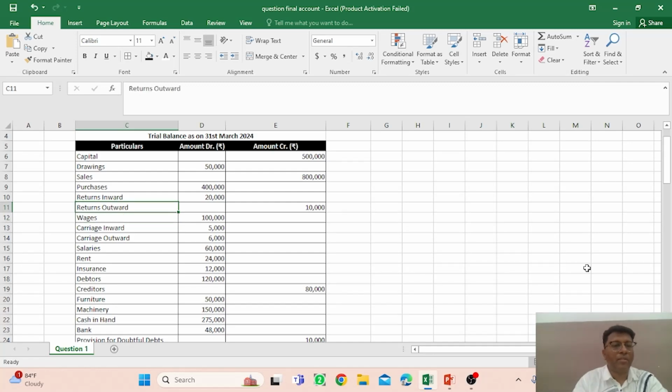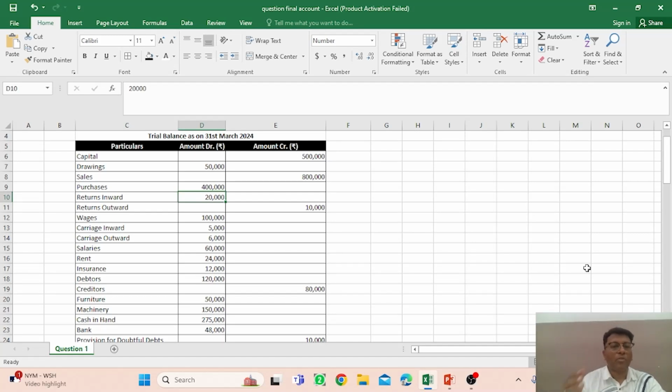As you see, return inward is given to you in the debit column. Why? Because this particular amount is to be subtracted from the sales account, and sales is written on the credit side of the trading account, and when any value is subtracted, it is assumed that this value is debited. So this particular amount is debit, and it is called the sales return. And return outward means you are returning the goods to your supplier, that is the purchase return.